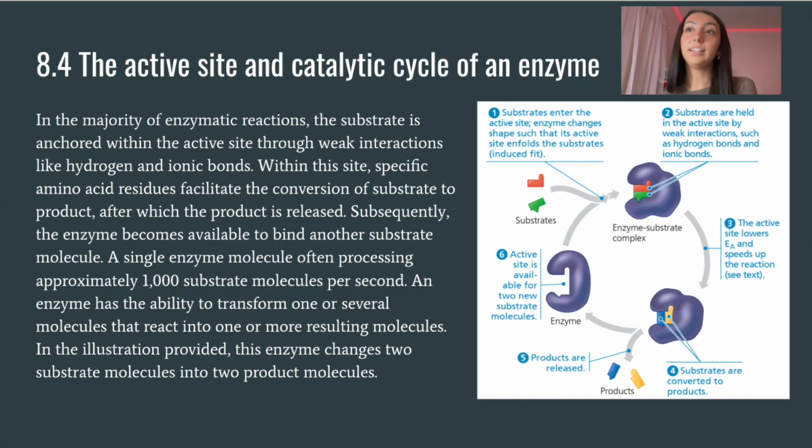Active site and catalytic cycle of an enzyme. In the majority of enzymatic reactions, the substrate is anchored within the active site through weak interactions like hydrogen and ionic bonds. Within this site, specific amino acid residues facilitate the conversion of substrate to product, after which the product is released. Subsequently, the enzyme becomes available to bind another substrate molecule. A single enzyme molecule often processes approximately 1,000 substrate molecules per second.